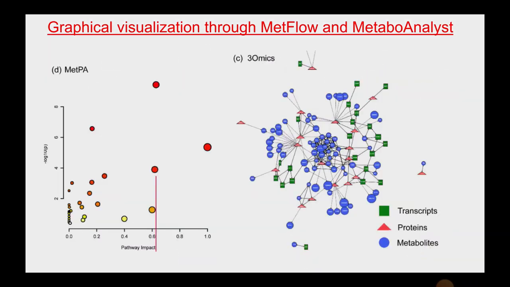And here are also MetPath results. As you can see, we have different pathways and negative log values. Here 3-omics was used. As you can see, now we have integrated, so we are not only getting metabolites, we also get proteins and transcripts as well. So hopefully now you have a better idea of the important graphs and figures to select to make your own story for your research article, which can be generated through Metflow or MetaboAnalyst.